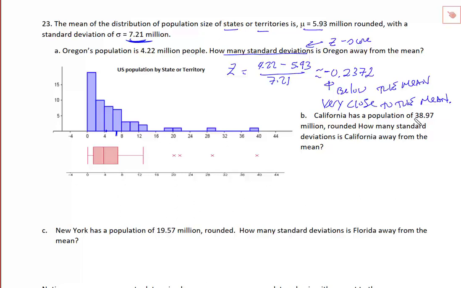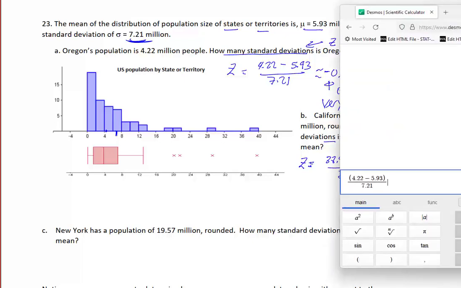What about California? It has a population of 38.97 million rounded. How many standard deviations is California away from the mean? Again, I'm going to calculate a z-score, because a z-score is how many standard deviations away. So I'm going to come over here: 38.97, that's my data value, minus my mean of 5.93, and I'm going to divide this by 7.21.